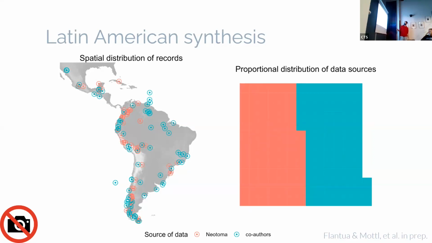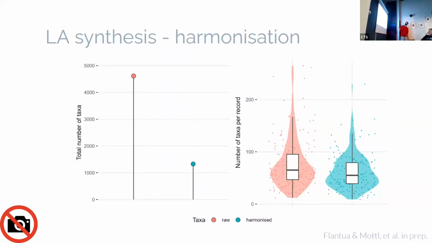So it's a huge achievement. You can see half of the data we are using is actually not in the database yet, but we are trying to help them upload it there. And the reason why I'm showing this is going back to the harmonization. This is the number of taxa present in the data. The red one is if we just took the names as they are from the authors, and the blue one is the harmonized one. So you can see this is 4,500 or so, and this is over 1,000, 1,500.